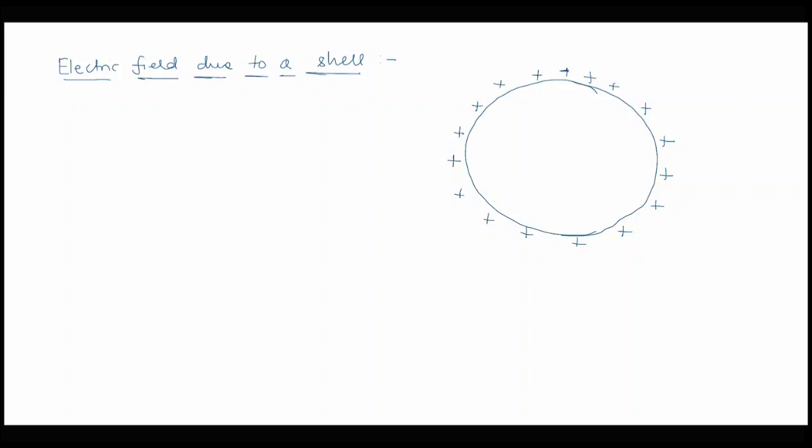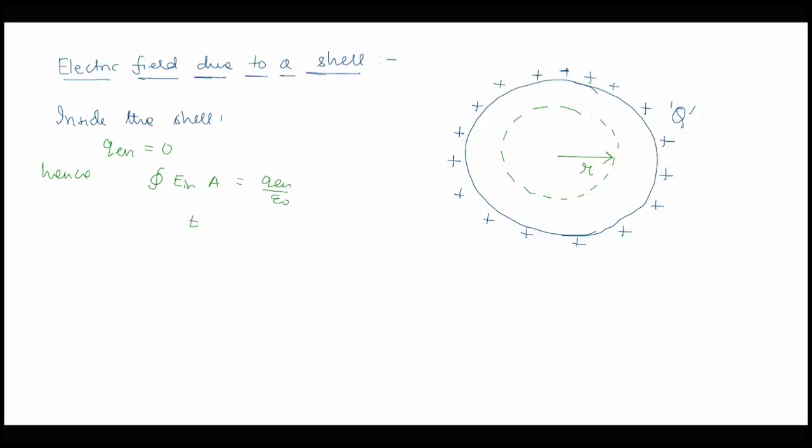If we select a Gaussian surface inside the shell, somewhat like this, at a distance r from the center, and I am taking that the total charge Q is distributed over the surface of the shell, then inside the shell the charge enclosed is 0, and hence the cyclic integral of E inside dot A is equal to Q enclosed by epsilon naught. So E inside is going to be 0.